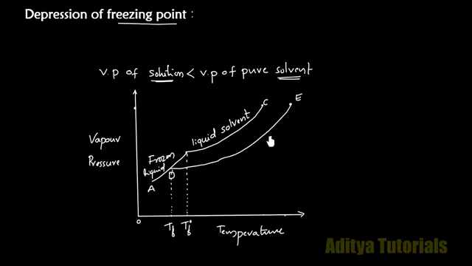You just observe carefully the variation of vapor pressure of pure solvent and the solution of non-volatile solute as a function of temperature, right? As you increase the temperature, the vapor pressure increases. As you decrease the temperature, the vapor pressure decreases. This is for the vapor pressure of the solution. The vapor pressure of a solution of non-volatile solute in a volatile solvent is always lower than that of the pure solvent at a given temperature.